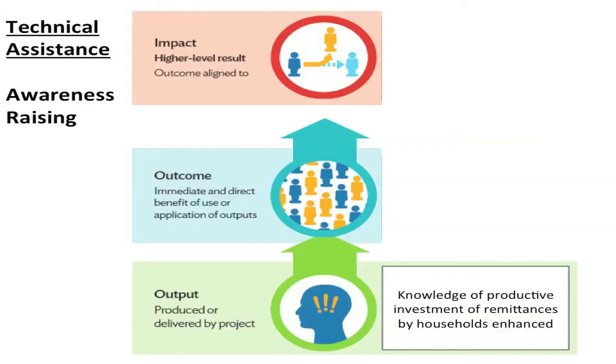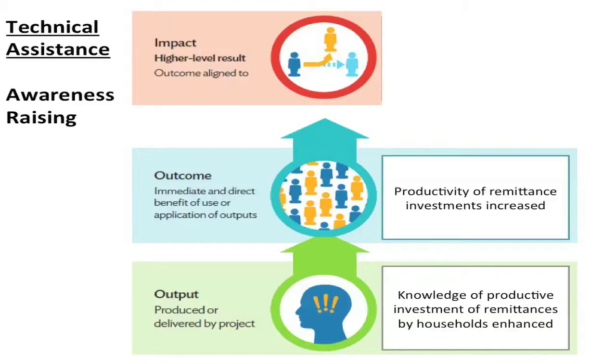So what we want to deliver, produce, is knowledge and understanding around productive use of remittances. Then we move to outcome. How is that knowledge used? What's the benefit of use? With that knowledge, people would take the money from the remittances and invest it in something more practical, something that's going to reap some kind of financial reward for them. So the outcome is that the productivity of those remittance investments is increased.